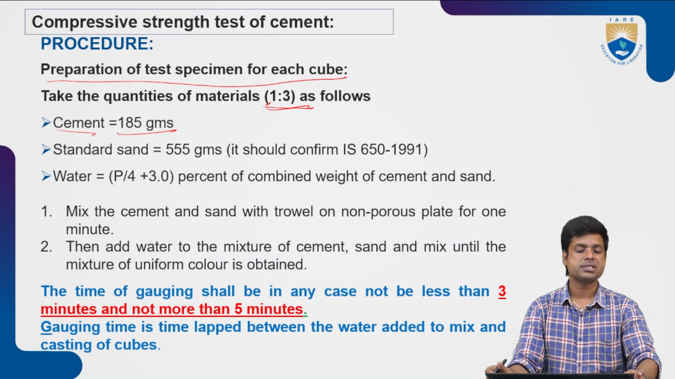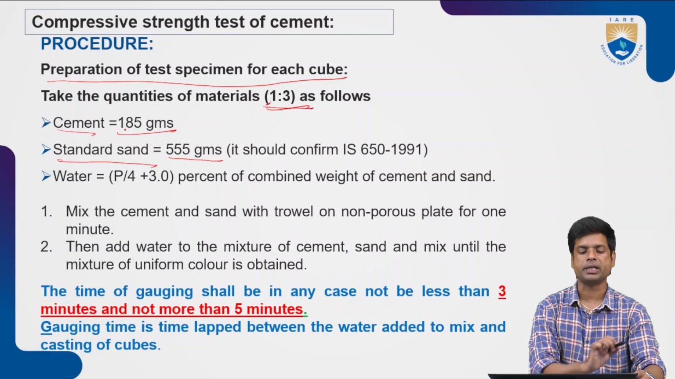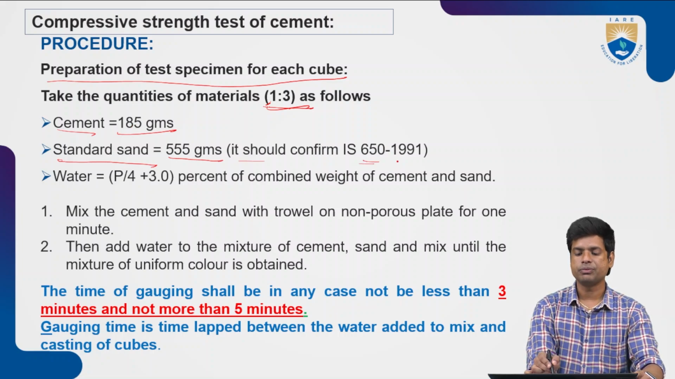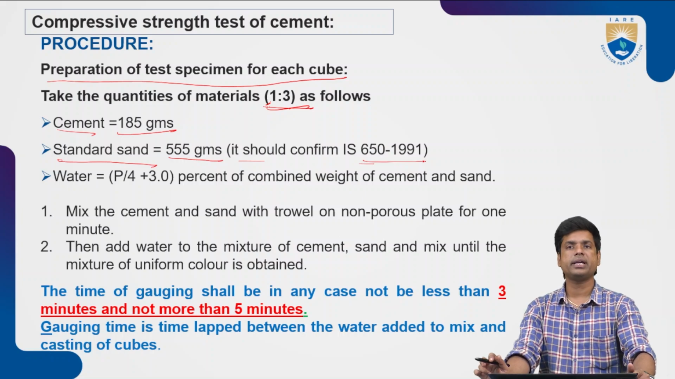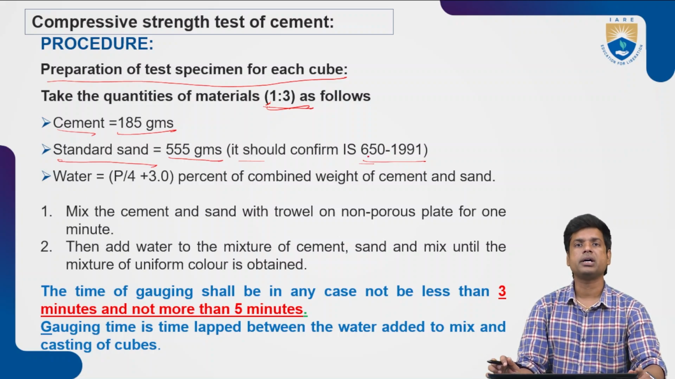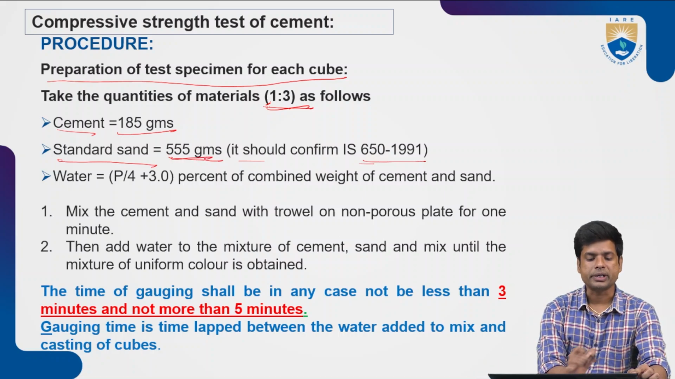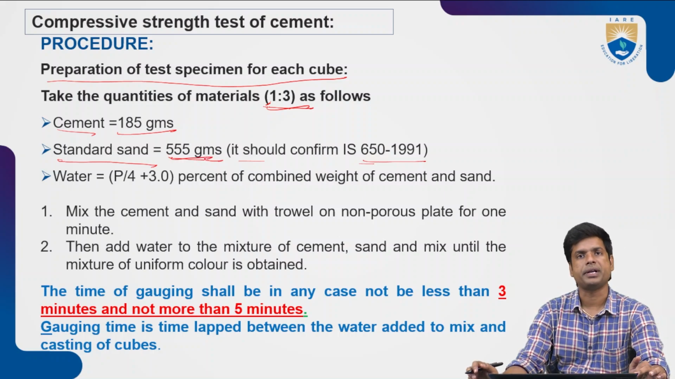And next one, standard sand. The fine aggregate quantity I am taking as 555 grams, 3 times 185 grams. It should conform to IS 650:1991. So when you take the fine aggregate content, go through the guidelines mentioned in the IS 650 code book. Now this is the quantity of the fine aggregate.